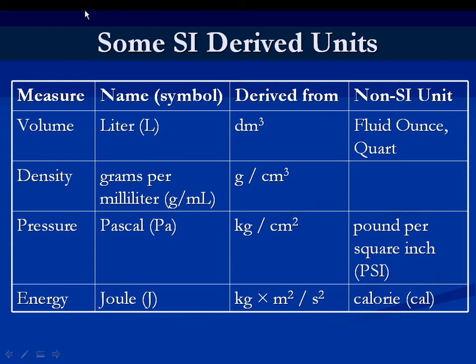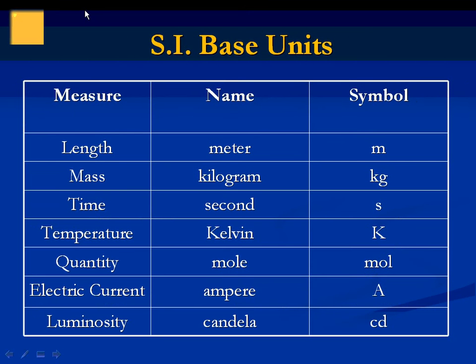All right, here's some derived units. So liters is actually derived from meters. Density is derived from grams and centimeters. Pressure is derived from kilograms and centimeters. So that kind of gets complicated. Even energy is actually derived from mass and distance and time and all that kind of things. So really, these are the only 7 units that everything else is defined based on.